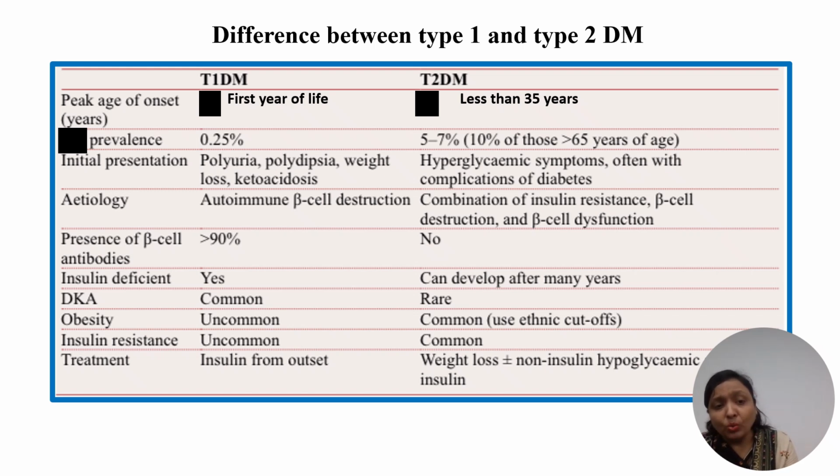Treatment of type 1 is only insulin from the onset of the diagnosis of the disease. No role of oral hypoglycemic agents in type 1. Remember this point. This point is very important. In a type 2 diabetes mellitus patient, if the patient has weight loss and ketotic symptoms, initially we start with insulin and then we switch the patient to oral hypoglycemic agents. The oral hypoglycemics are most commonly used in type 2 diabetes mellitus.